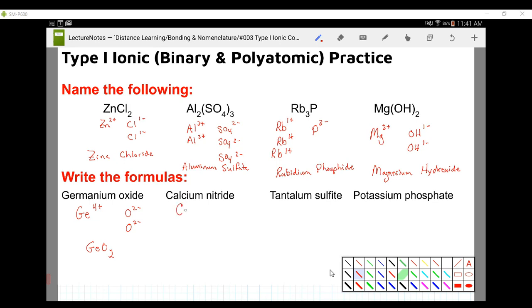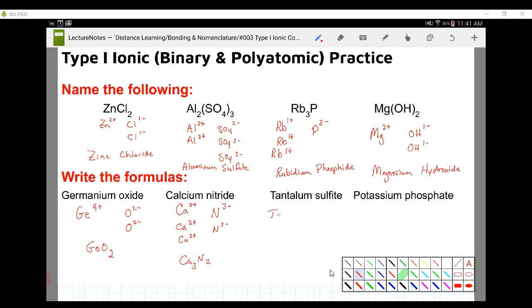For calcium, has a positive 2 charge. Nitride refers to nitrogen, not NO3 or NO2. N has a negative 3 charge. Need to get a common multiple of 2 and 3 here. So to do that, I would need to get a positive 6 charge and a negative 6 charge. And my formula unit would be Ca3N2.